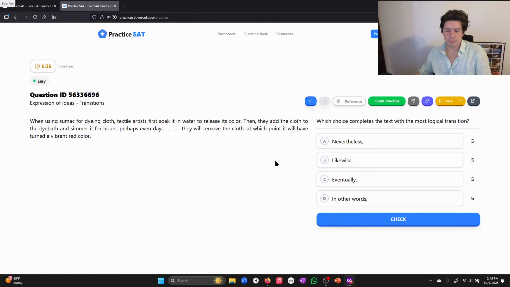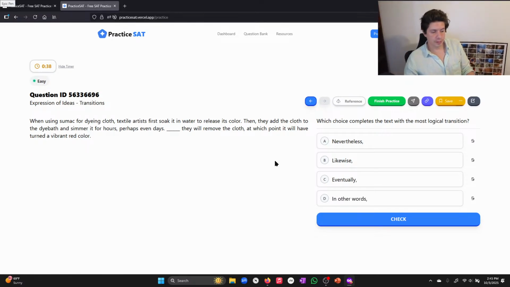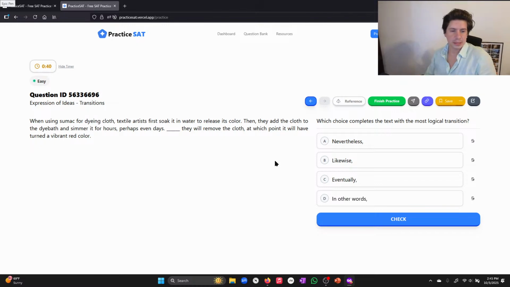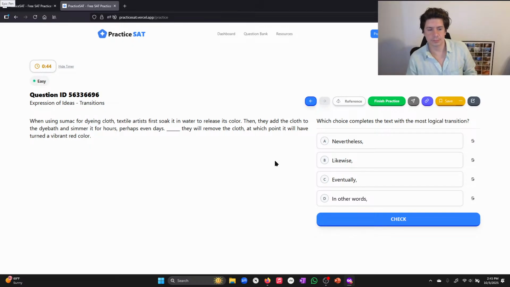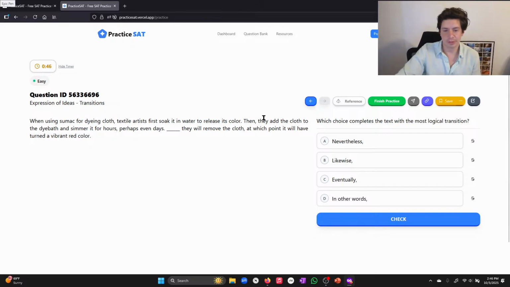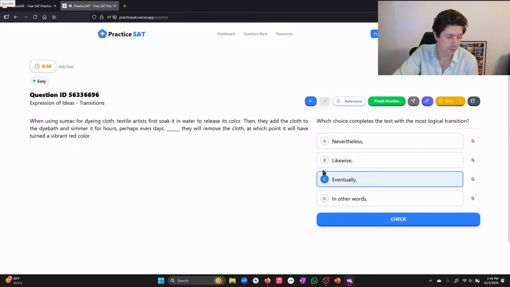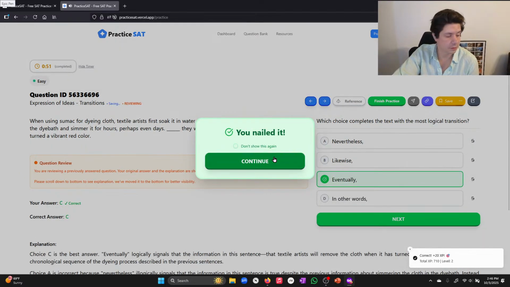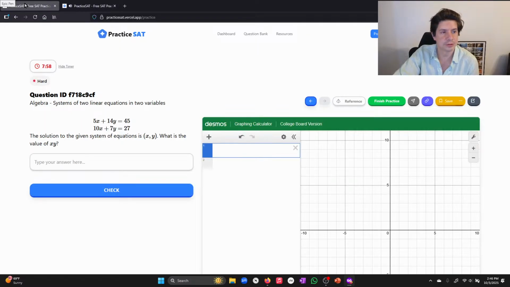So, what's the relationship between the first part and the second part after the blank? So they add the cloth. It's time-wise, right? The first thing happens and then the next thing happens later on, so it should be eventually. Eventually they'll do that. Good. Now we'll switch back to math.